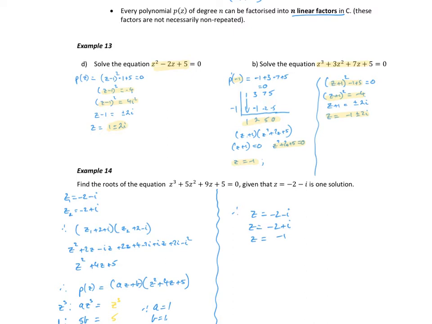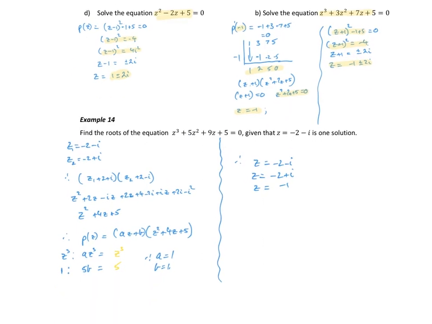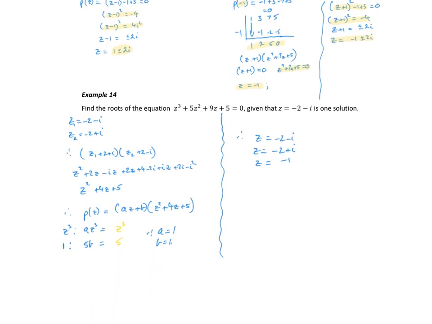Example 14, find the roots of the equation given that z minus 2 minus i is one solution. Okay, so if that is one solution, it means, since they're all real coefficients, that the conjugate is also a solution. So minus 2 plus i is a solution. So I want to write them in factored form.